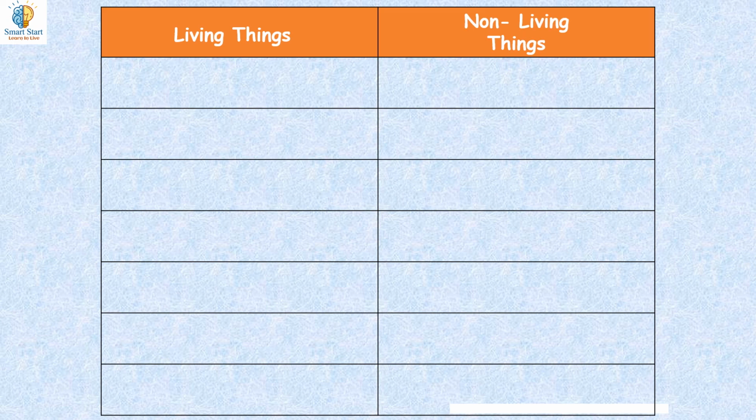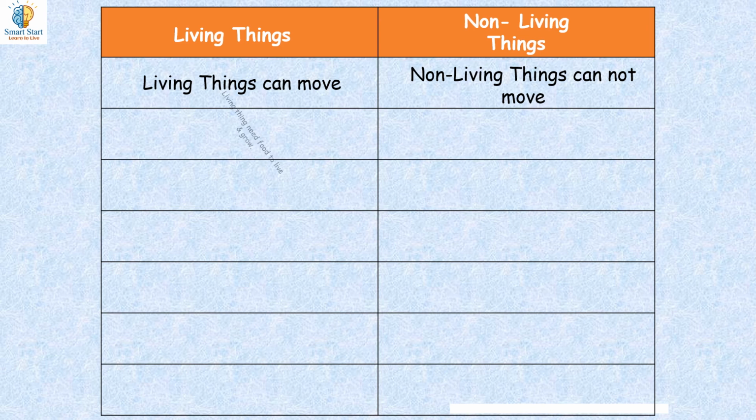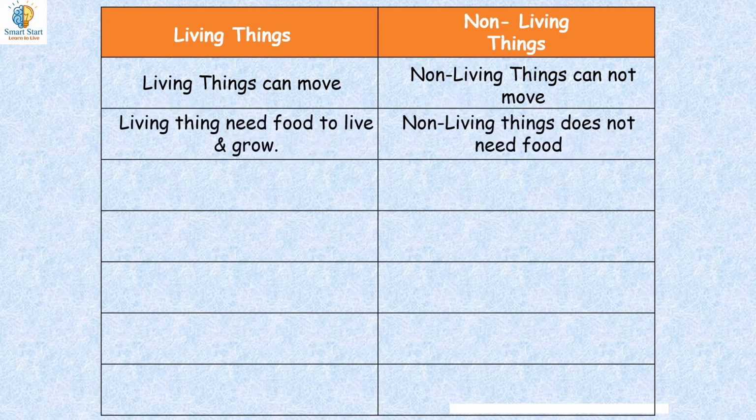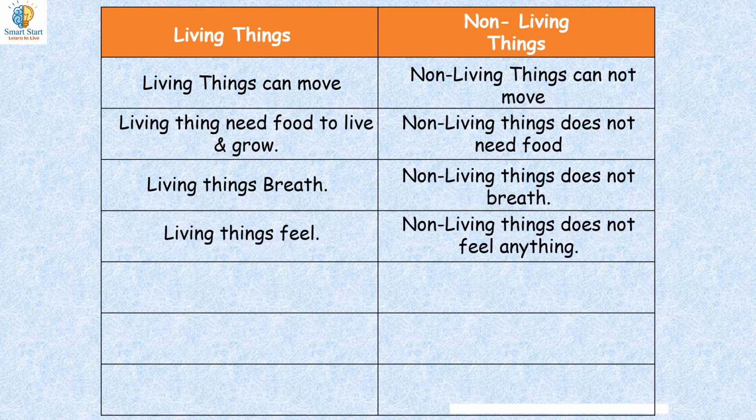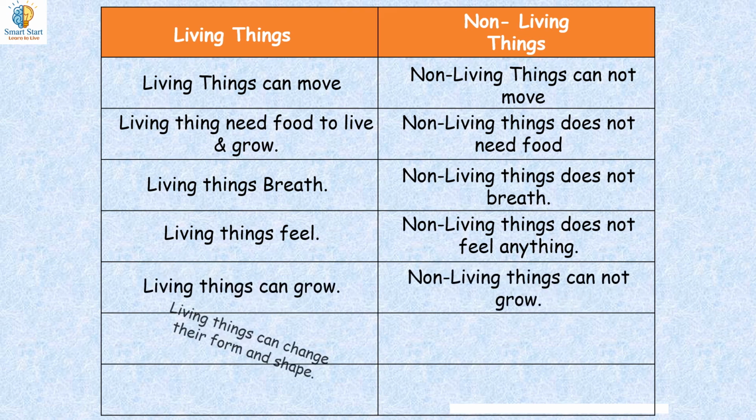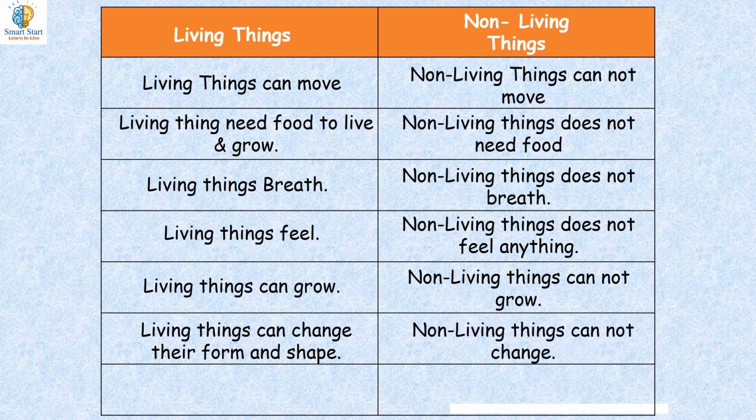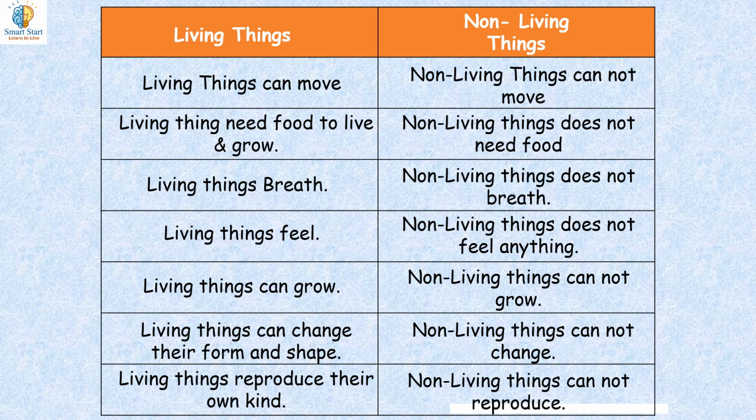Differences between living and non-living things. Living things can move. Non-living things cannot move. Living things need food to live and grow. Non-living things do not need food. Living things breathe. Non-living things do not breathe. Living things feel. Non-living things do not feel anything. Living things can grow. Non-living things cannot grow. Living things can change their form and shape. Non-living things cannot change their form. Living things can reproduce their own kind. Non-living things cannot reproduce.